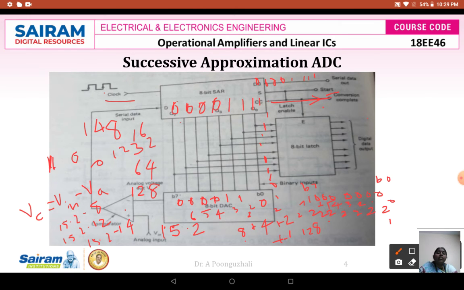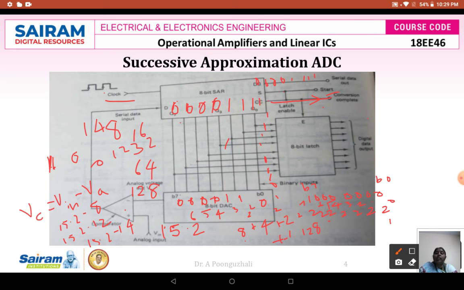Once your conversion is over, the conversion complete is going to be there. Once this conversion complete comes, automatically whatever data is present here will be transferred through the latch to the digital output. At the same time, we will have a serial data output. This conversion complete signal will be tied to the start pin. When it is connected to the start pin, all this data will be reset for the next conversion process. So this is how we are going to operate.